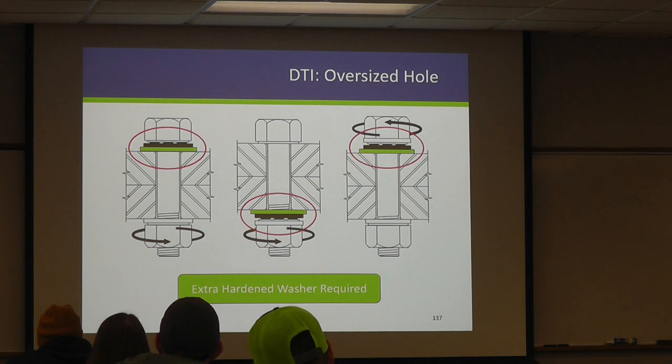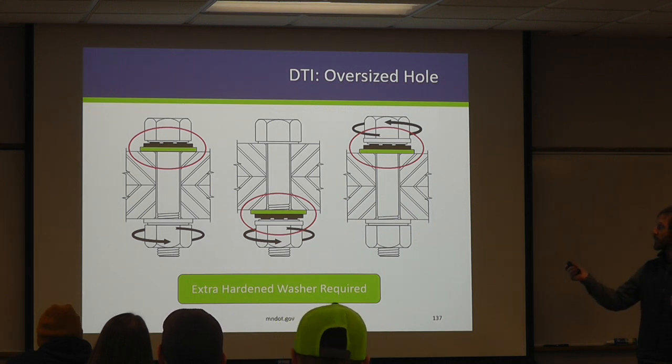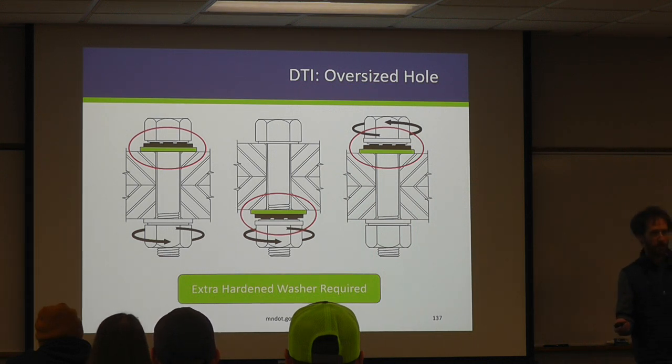If you have an oversized hole, this is where that extra hardened washer comes into play. That extra hardened washer, no matter what the configuration is, has to go underneath the DTI. The DTI is soft enough as compared to the base metal that it's going to deform with that hole.